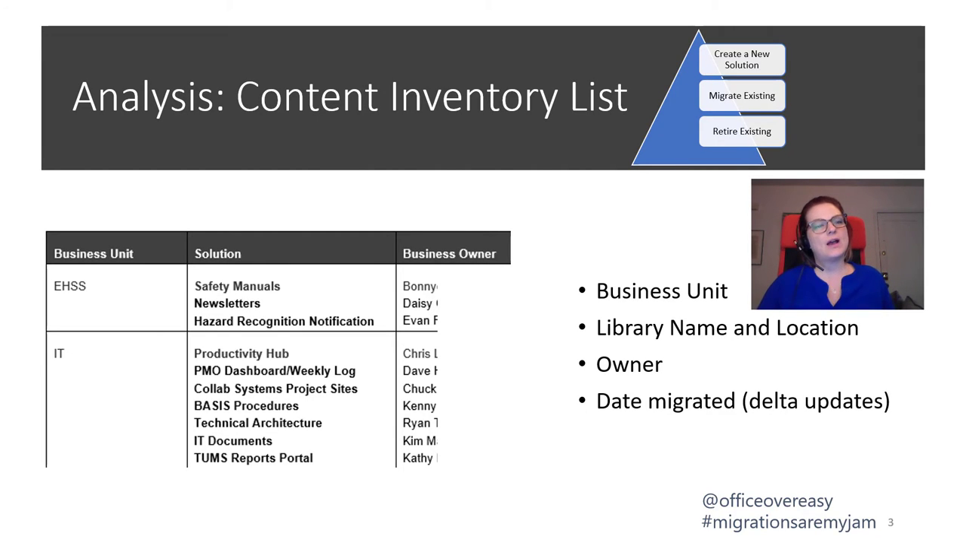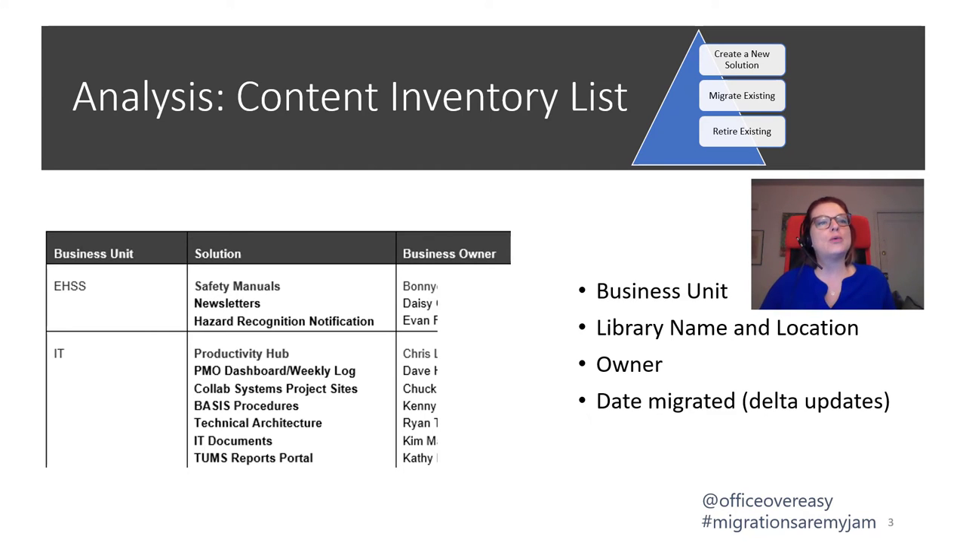So one of the things that we want to cover in our analysis before we do an Office 365 migration is we want to do a content inventory list. So here's an example of what one of those might look like and the types of information that you'd want to gather in that. So the first thing you want to do is identify just who it's with. Is it with a department? Is it with a company? How do you identify these folks in your organization?